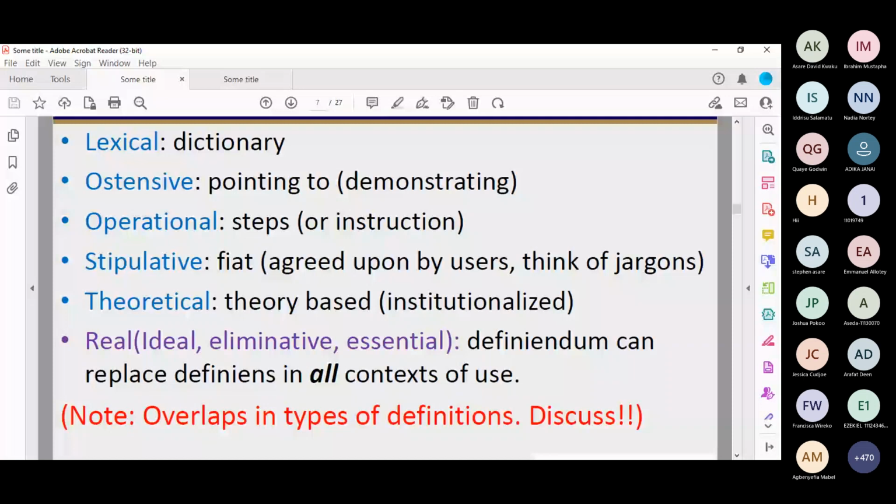If it's a real definition, that concept must be capable of what? Being well defined. It's just the two steps over there. I'll show you. Okay. So eliminative means the two can switch position. Ideal, because it is perfect.